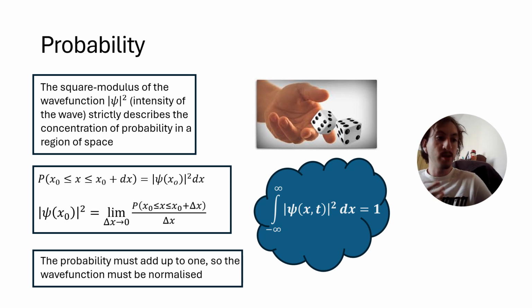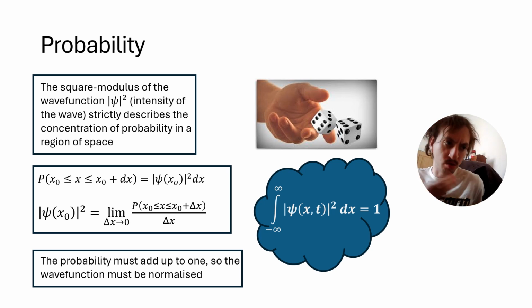But the probability density, so how concentrated the probability is, or probability per unit volume if that volume is infinitesimally small, is given by taking the magnitude of a wave function and squaring it.